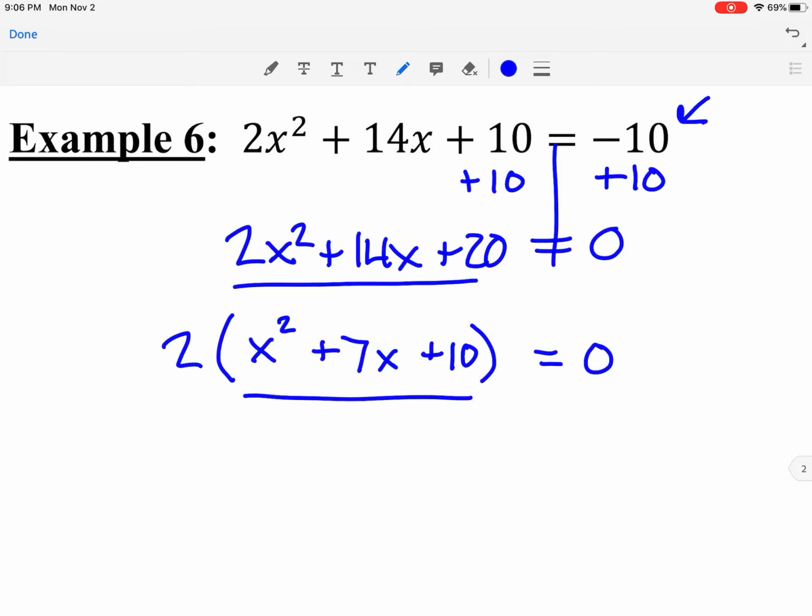And then we continue. So now we have the inside that we can factor using our x. So what times what gives me 10 and adds together to be 7?